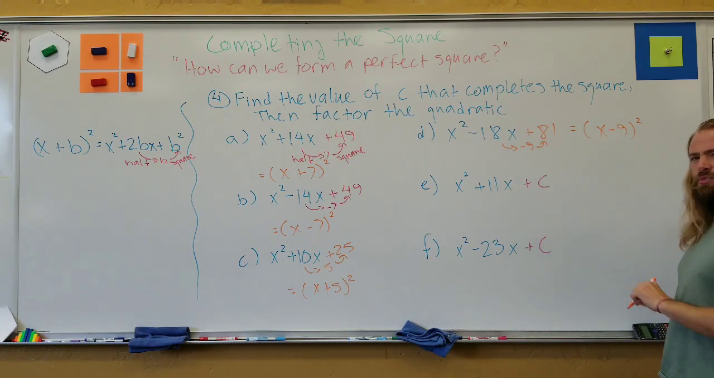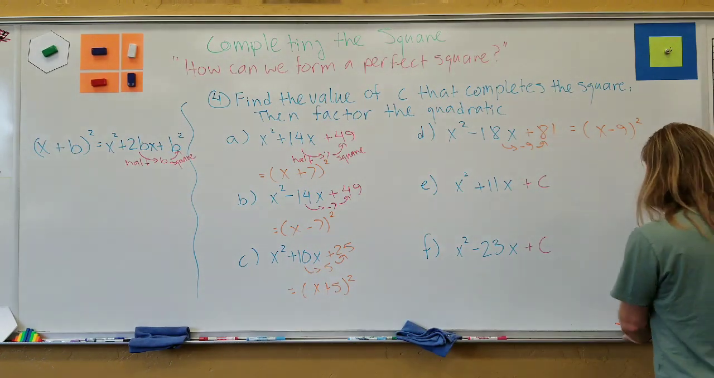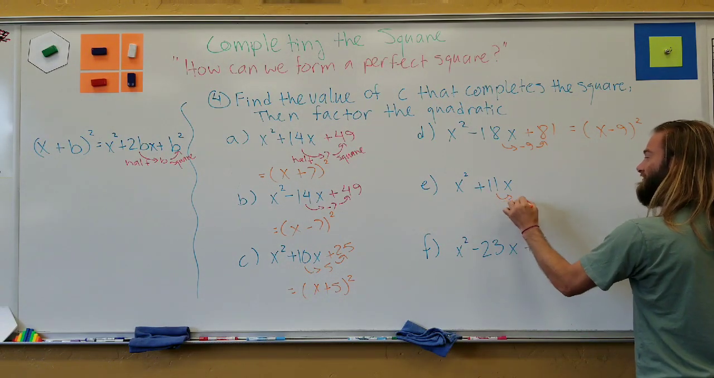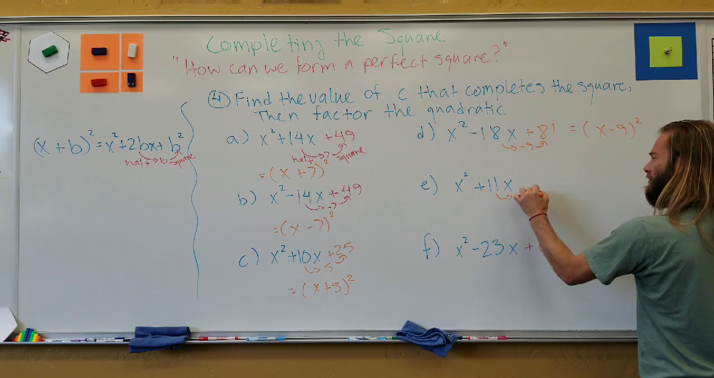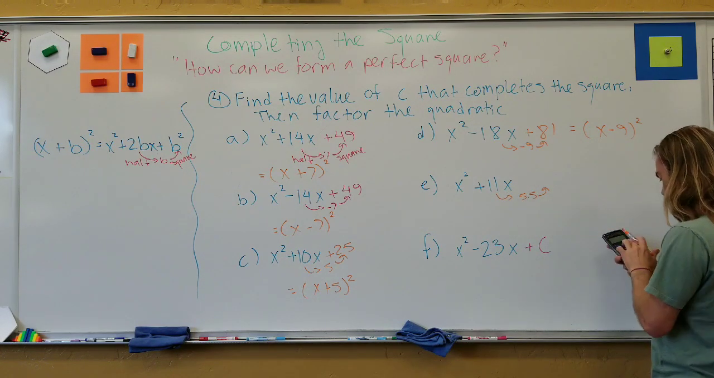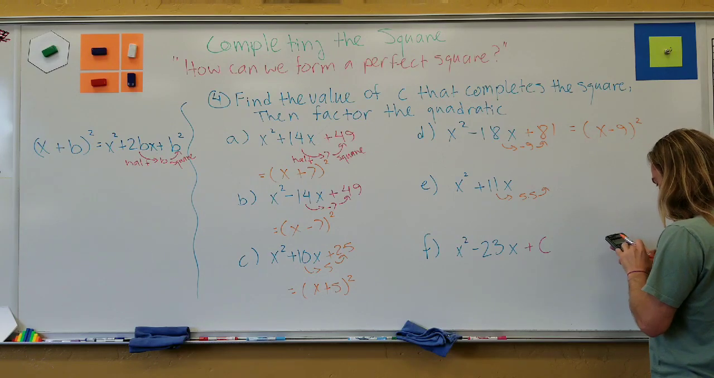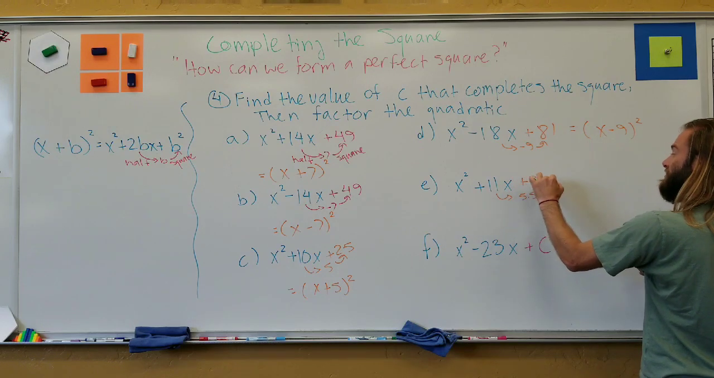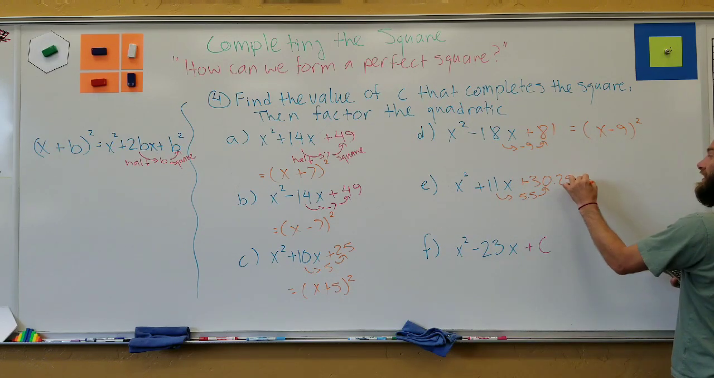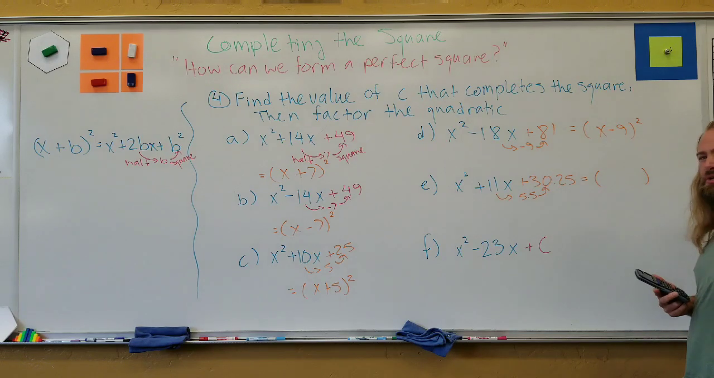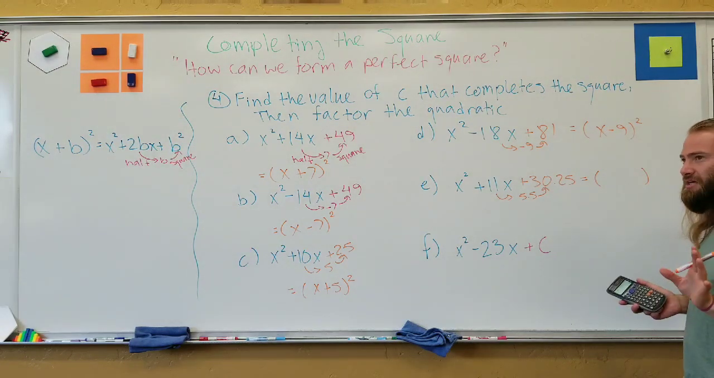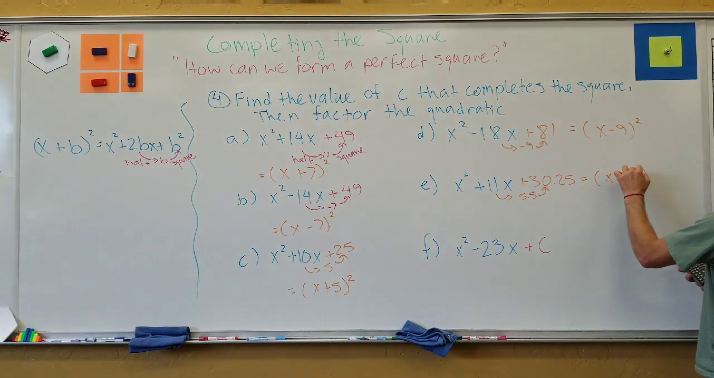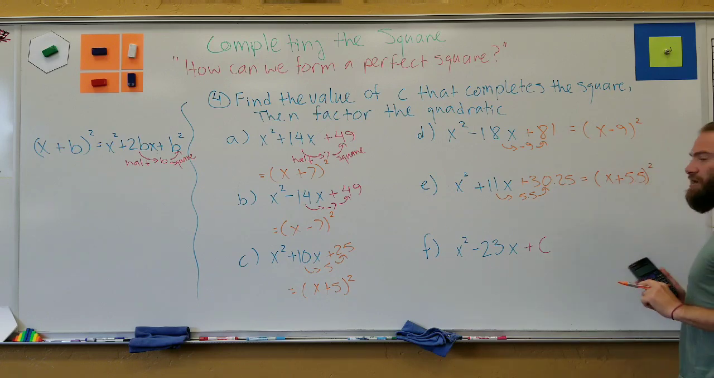This and this, that's weird because they're odd numbers, huh? So it's going to be a little bit tricky. It may be helpful to have your calculator handy. But again, half of this is 5.5. And 5.5 squared is 30.25, so plus 30.25. And then if I break that apart, now when we say factor, we usually mean integers, but in this case, we're going to allow for it to not be an integer. And this is x plus 5.5 squared, if I factor it.